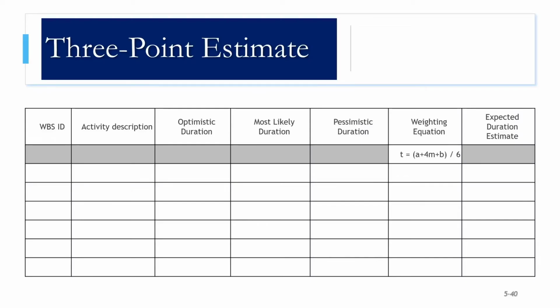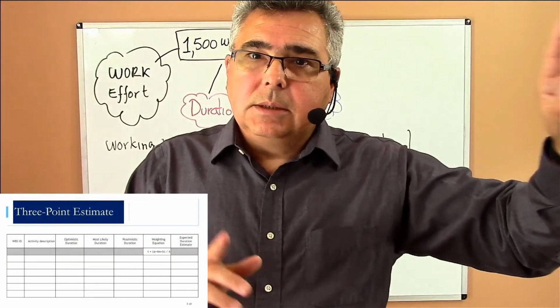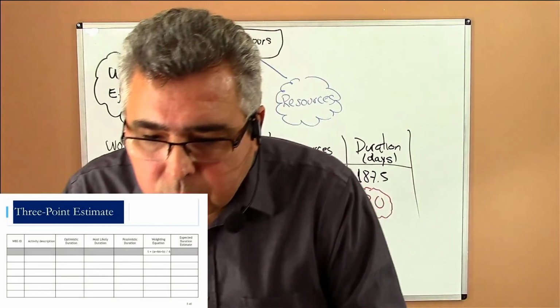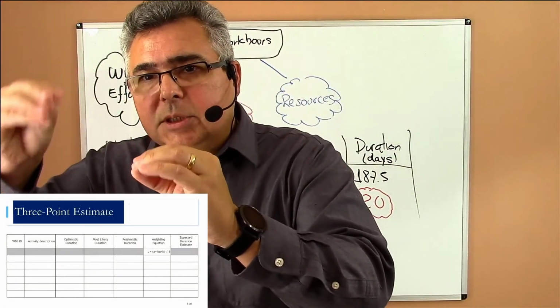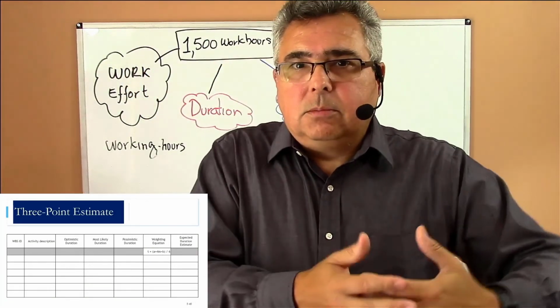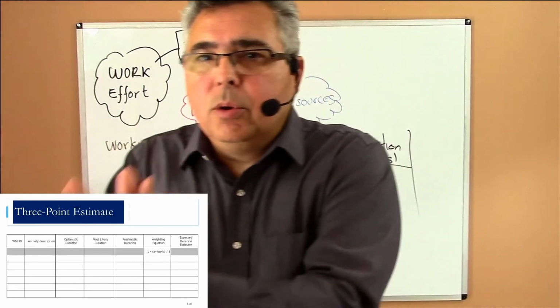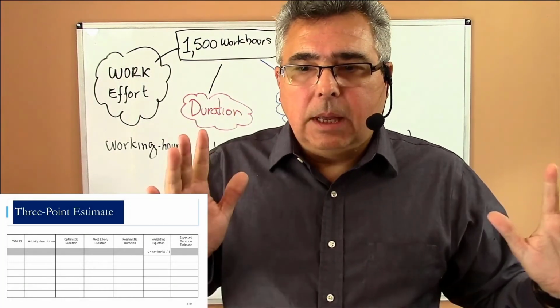So what we do is a table like this. You have the WBS ID, so you have to connect the activity to the WBS. That's important. Then we describe the activity, and then you put the three times that you collected from the expert or from historical data, and then you compute the expected time. So we're using that formula.